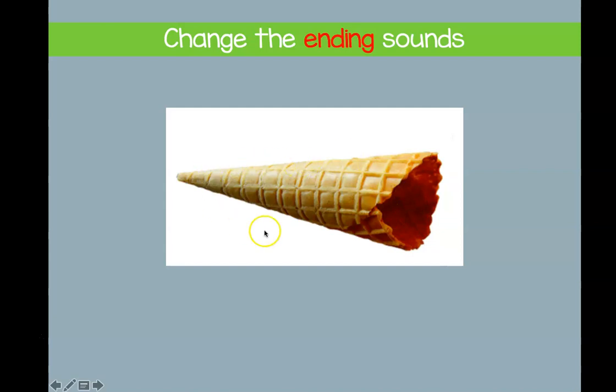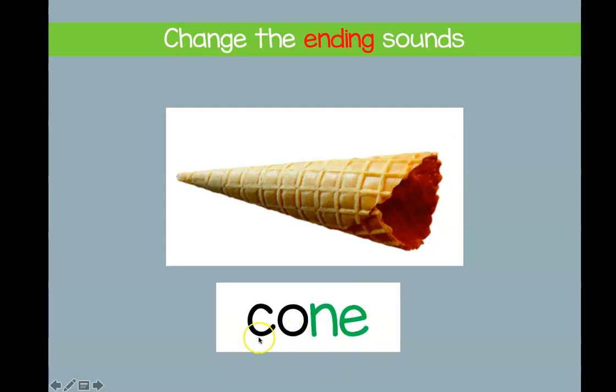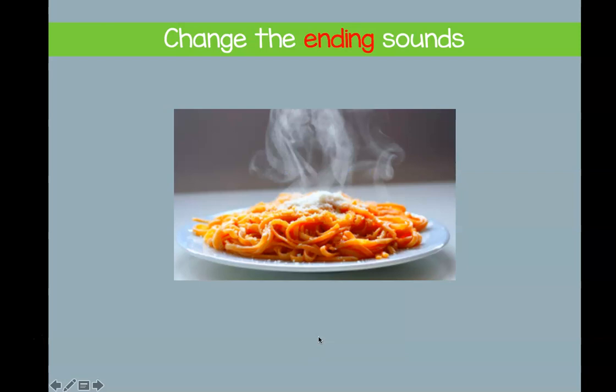Okay, so take a look at this picture. What sound do you hear at the end of this? Cone. You're right, an N, cone. But check out this word. This is the word cone. Oh, that's that magic E, doesn't make any sound. Sneaky, sneaky. Let's keep going.